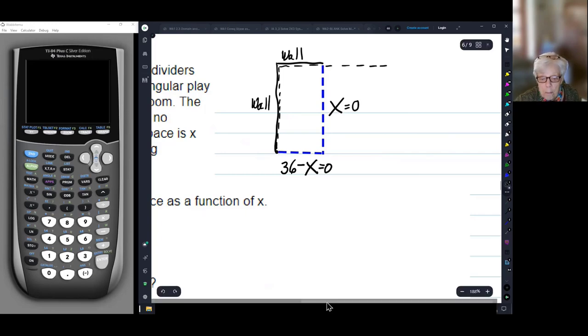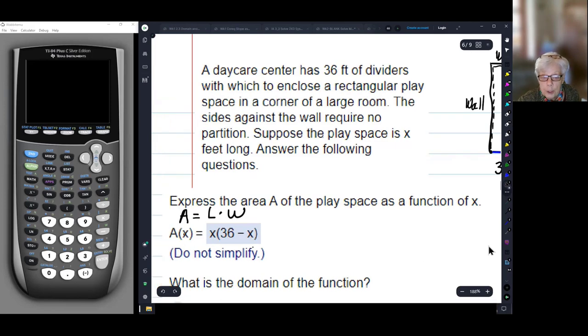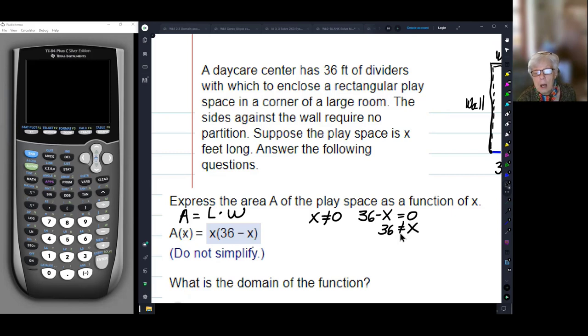So in order to find the domain, here's what we have to do. We have to say, okay, what if X were zero? X would be zero, and you would not have a play space. That means that X cannot equal zero. And now that's the length. If the width were zero, then if you add X to both sides, you'd get 36 equals X. So if X were 36 feet long, there would be no play space. So X cannot be zero and X cannot be 36.